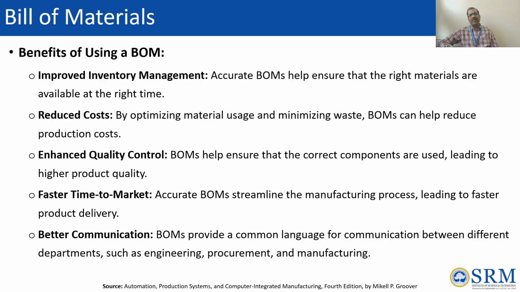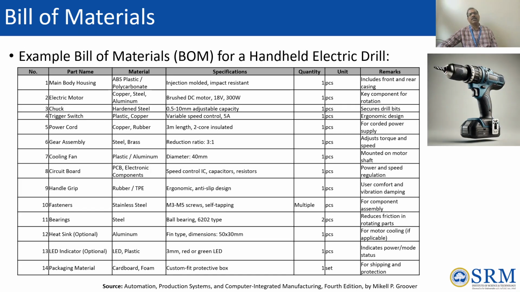If we have that information, we can have proper communication between individual departments, like the engineering department, procurement department, or the production or manufacturing department. Okay, these are simple examples of the benefits of using a bill of material. So this is one of the classical examples.